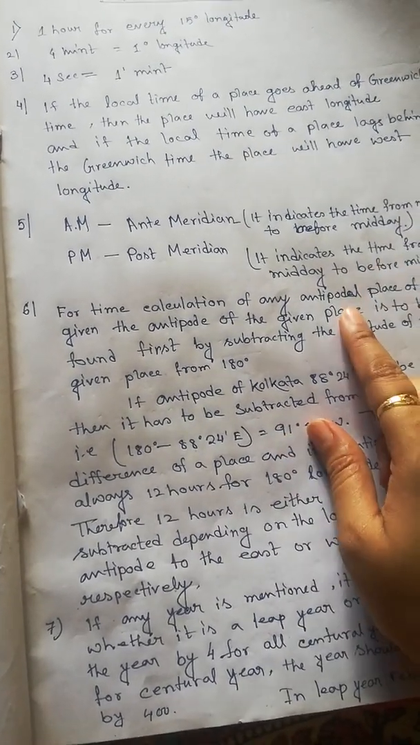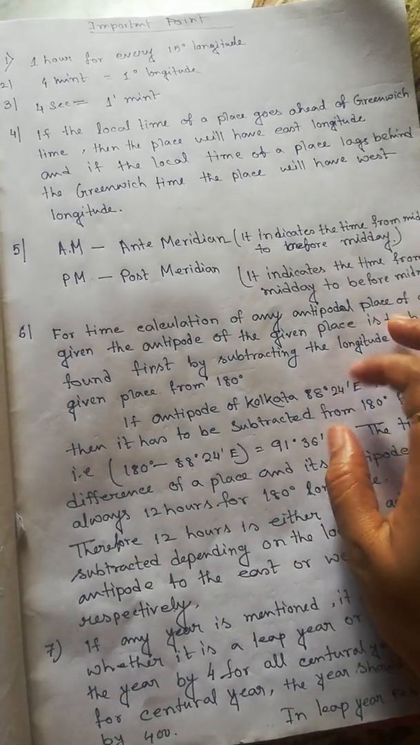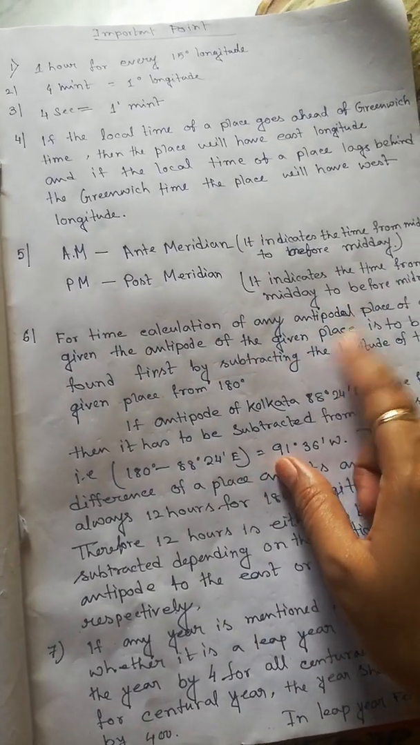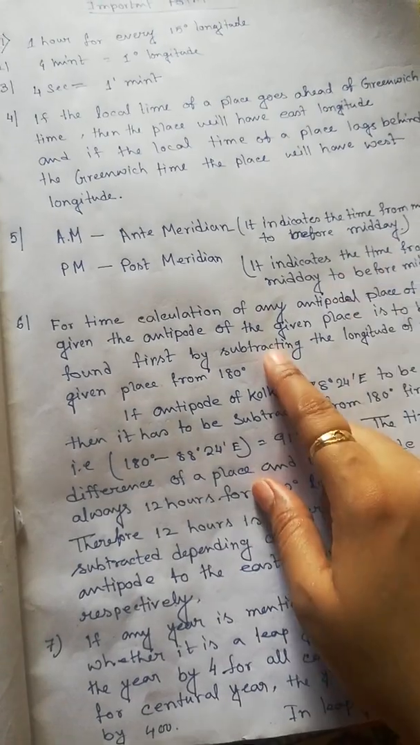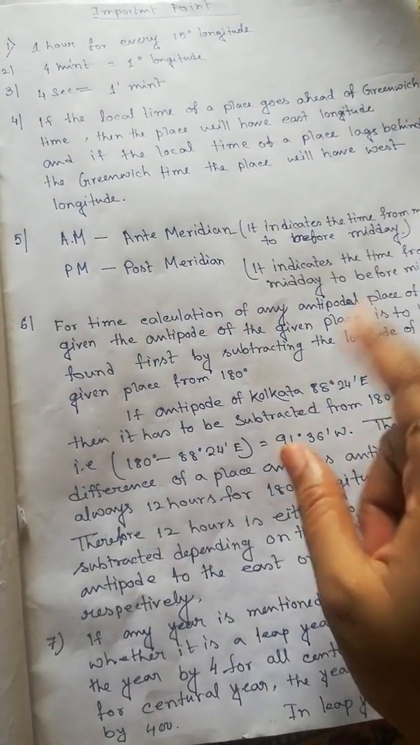Okay, so number one: 1 hour for every 15 degrees of longitude. That means 1 hour equals 15 degrees longitude. 4 minutes equals 1 degree longitude. 4 seconds equals 1 minute.